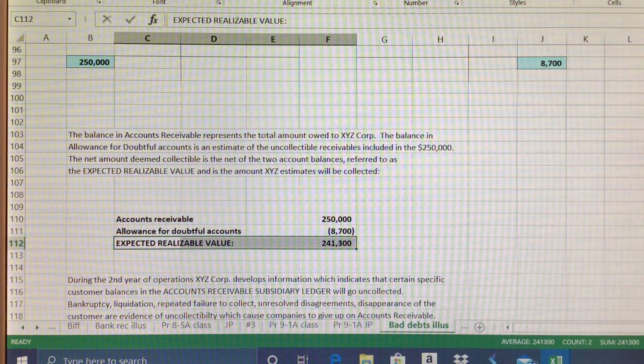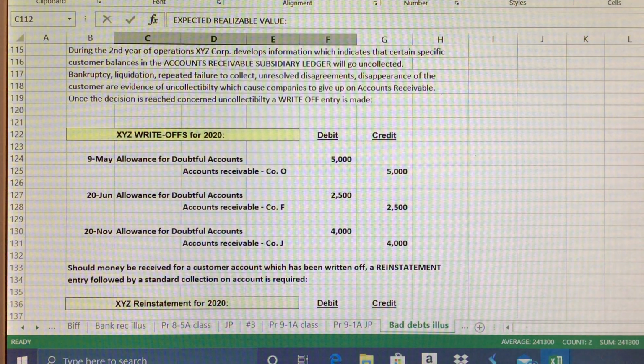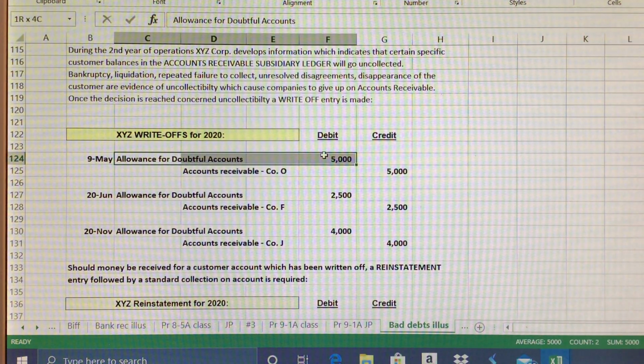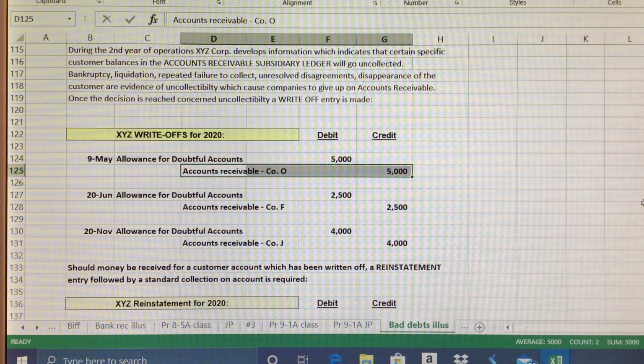All right, now we go into 2020, and 2 things are going to happen. Number 1, we're going to give up on some receivables. When you give up on a receivable, you make a write-off entry. They're all the same. Debit the allowance account. Why don't we debit bad debts? Because we already did that. We did that in advance of this. So this account is going to absorb all of the write-offs of the receivables. And it's called a write-off because what? You're taking this receivable off the books now. You're writing it off. There's 3 of them here, okay?